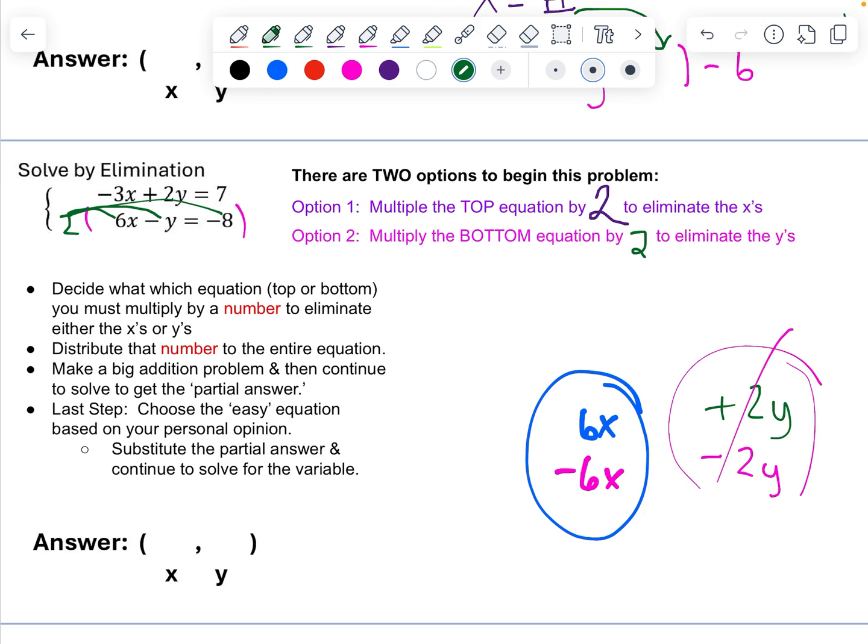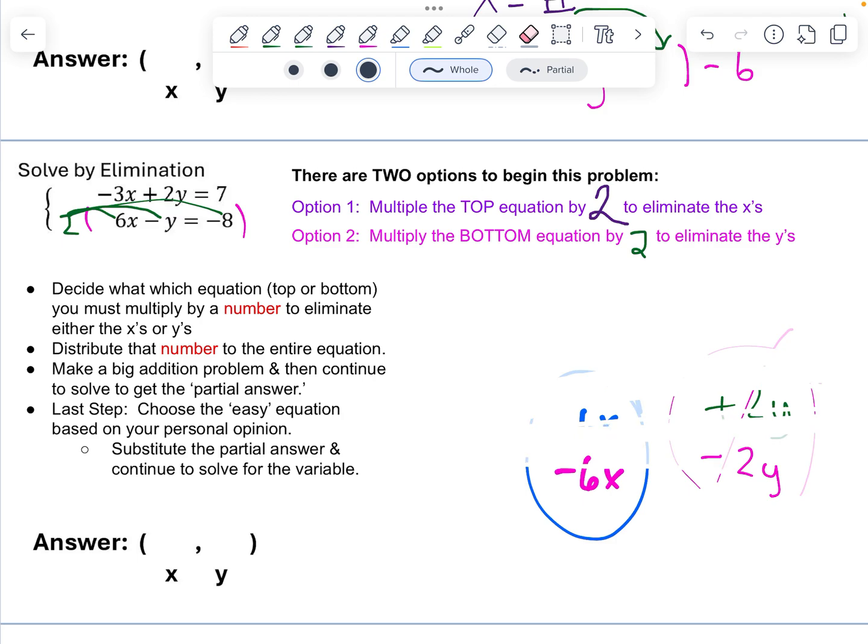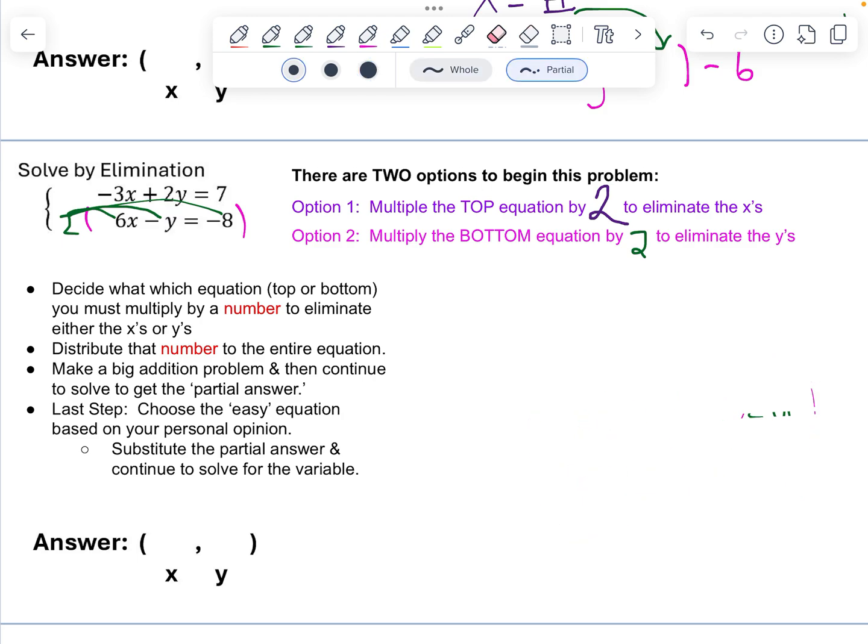Just to get you started, I'm going to pretend I prefer option 2 because I already have it on my screen. Let me erase this. If that was the choice I made, then I would continue with my distributing. 2 times 6 is 12x. 2 times negative y is negative 2y. 2 times negative 8 is negative 16.